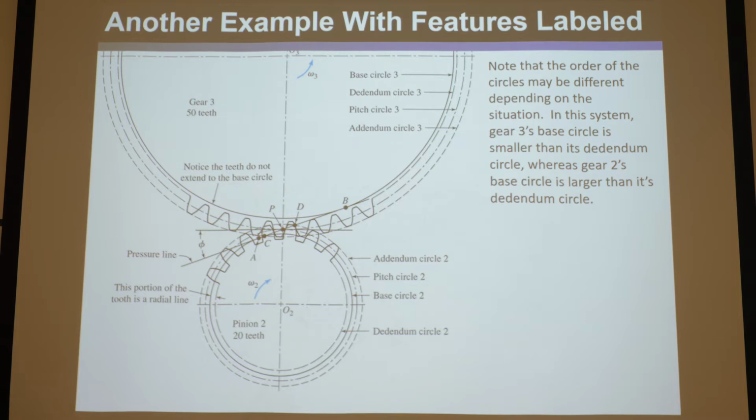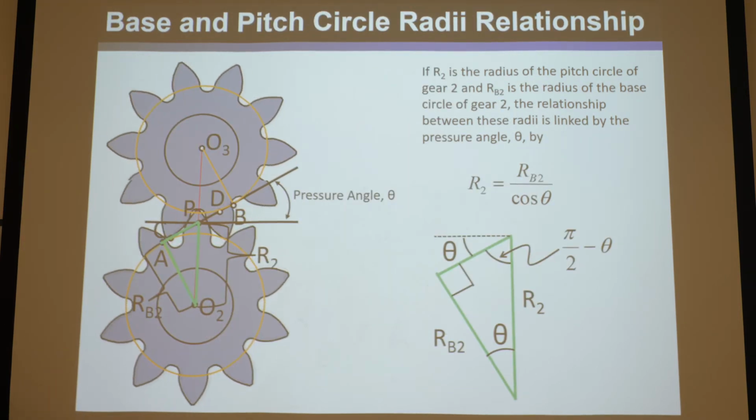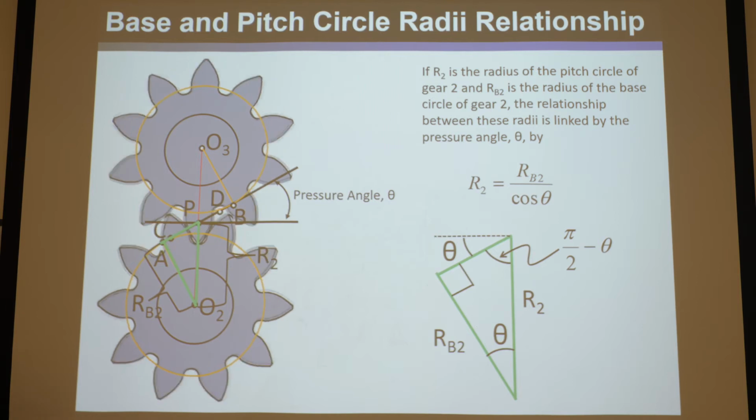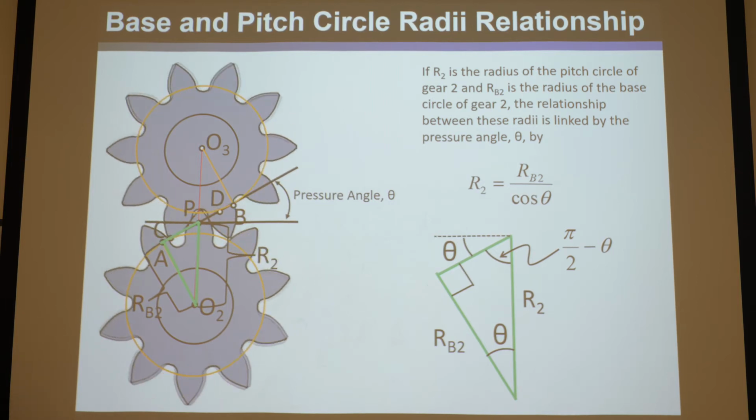Okay, so here's an example that makes the point about the order of the circles. The base, the pitch, the addendum, the dedendum, those are the 4 circles of a gear that are important. The order in which they occur may be different depending on the situation. You might recall that in the last example when I showed it, it was the dedendum first, then the base circle, then the pitch, then the addendum.